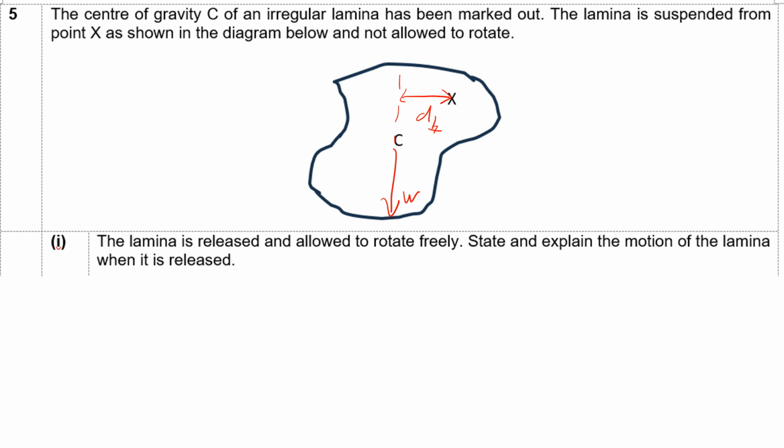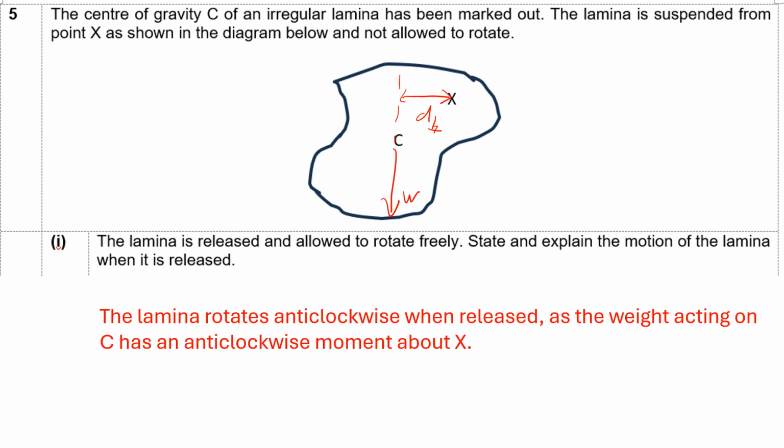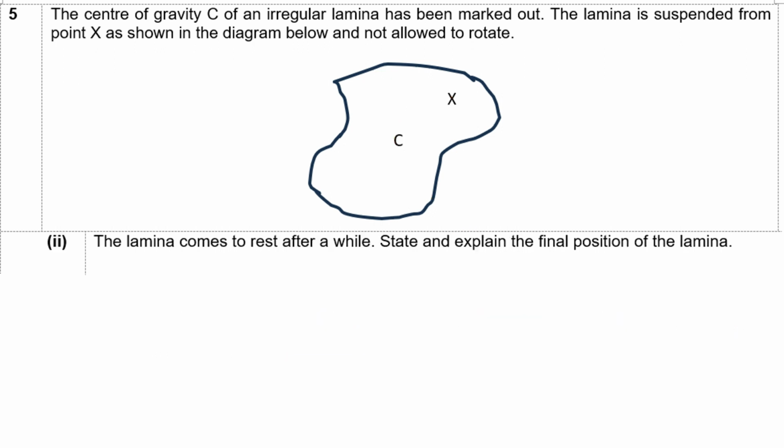Now, when it is released, what is actually going to happen, based on our understanding of real life, is that the laminar is going to rotate. And how is it going to rotate? It is going to rotate anti-clockwise. Why is that the case? Because the weight acting on C has a perpendicular distance, therefore there is an anti-clockwise moment about the pivot. So that is state and explain, 2 marks, quite straightforward, but the key concept is that there will be an anti-clockwise moment.